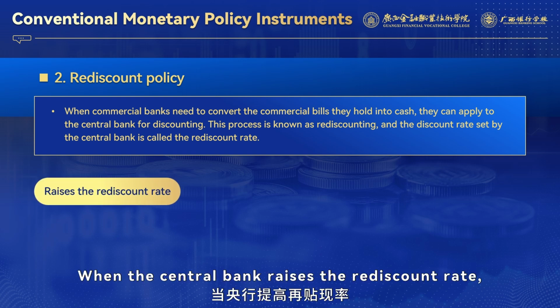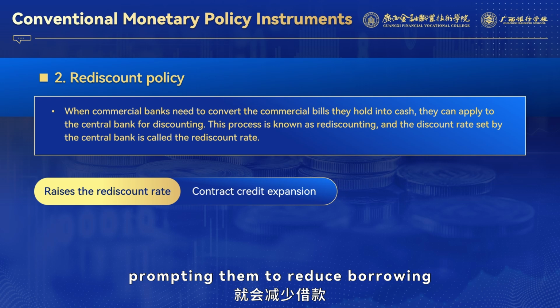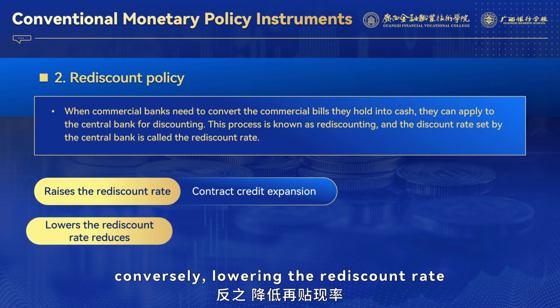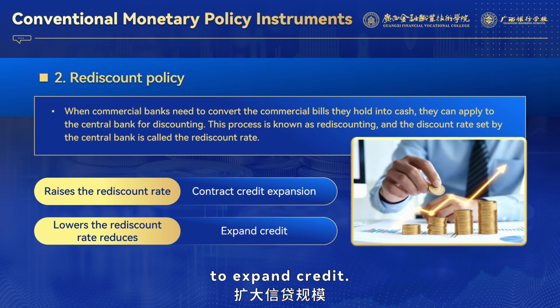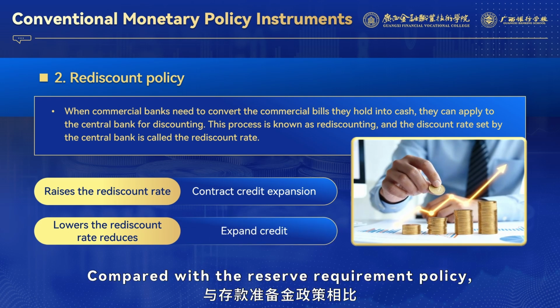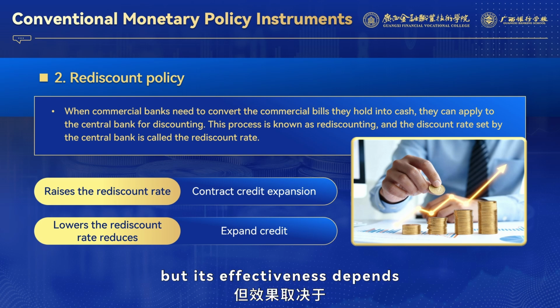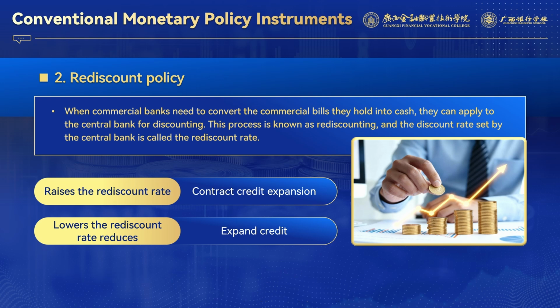When the central bank raises the rediscount rate, the borrowing cost for commercial banks increases, prompting them to reduce borrowing and thereby contract credit expansion. Conversely, lowering the rediscount rate reduces borrowing costs and encourages commercial banks to expand credit. Compared with the reserve requirement policy, the rediscount policy is more flexible, but its effectiveness depends on the willingness of commercial banks to cooperate.